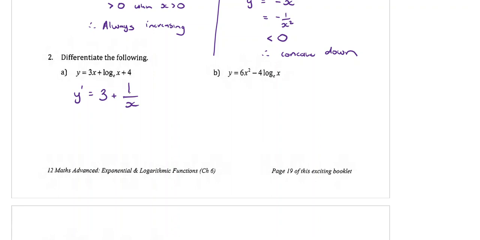First term. How do I differentiate 6x squared? Bring the 2 down. 2 times 6 is 12x. The next one. Ignore the 4 for a second. Differentiating the log will be x on the bottom and 1 on the top. This 4 is just being multiplied with that. So you multiply the 4 to the top, which will make 4 over x. Is that okay? Great. Next page.